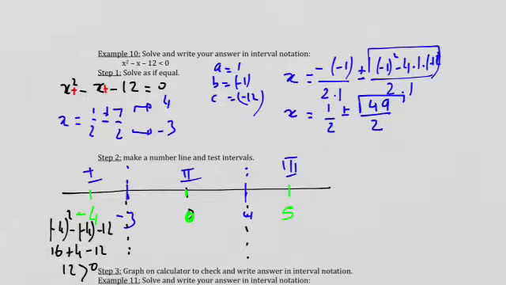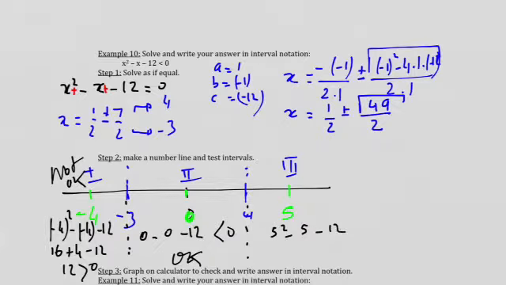Now if I take x equals 0, I'm getting 0 minus 12. This is less than 0. This is okay, while this one is not okay. Then I take x equals 5, I get 5 squared minus 5 minus 12, 25 minus 17. This is going to be positive, and I'm supposed to have something negative, so that is not okay. And so my interval notation is going to be negative 3, 4 in between parentheses, because that's the only interval where I can find a solution for this inequality.